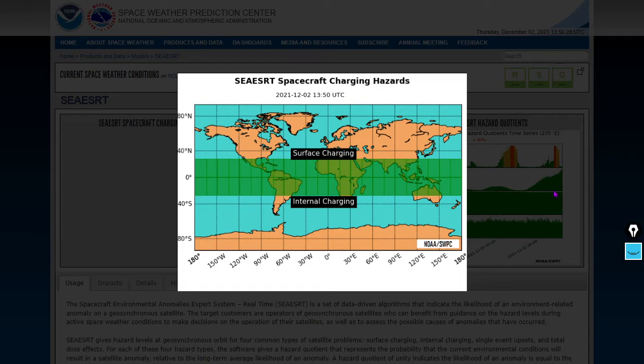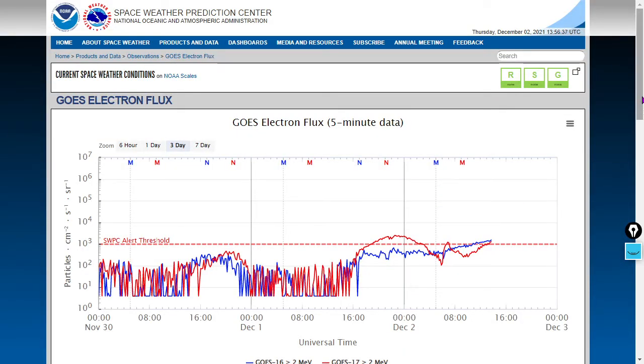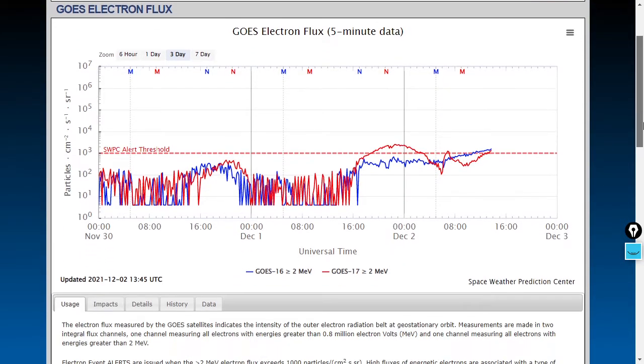No charging hazards at the moment, despite electron flux warning levels. Here's the one-year chart of the electron flux from Solon.info. Here's the 3-day chart, and you can see we just moved back into warning territory. So some unexpected gyrations there in Earth's electron flux.